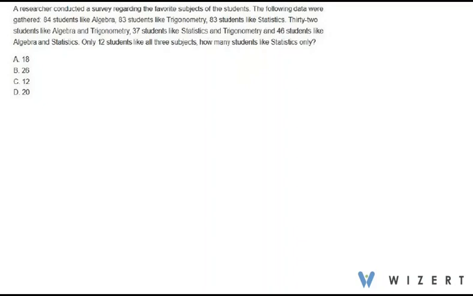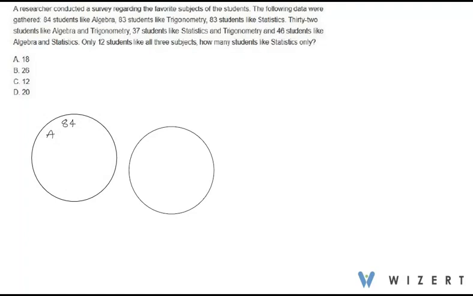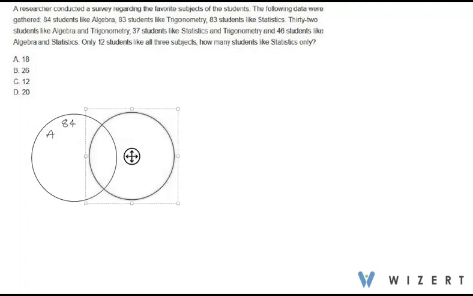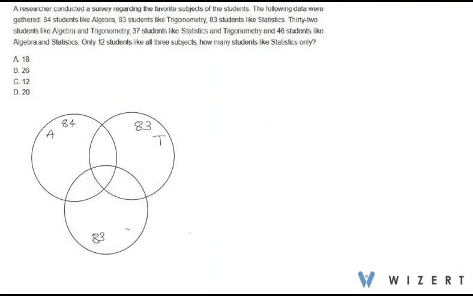Now in order to solve this question, let's try to put this given information in a Venn diagram. So let this be representation of 84 students who like algebra. So this entire circle represents 84 students. Now this is representing 83 students who like trigonometry. Again, this entire circle is representing 83 students. Now let this be representation of 83 students who like statistics. So 83 who like statistics.